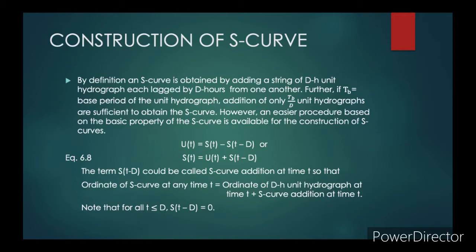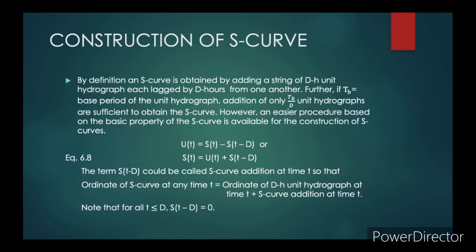So, construction of the S-curve. By definition, an S-curve is obtained by adding a string of D_R unit hydrographs, each lagged by D hours from one another. Further, if T_B is the base period of the unit hydrograph, addition of only T_B/D unit hydrographs is sufficient to obtain the S-curve. However, an easier procedure based on the basic property of the S-curve is available for the construction of S-curves.